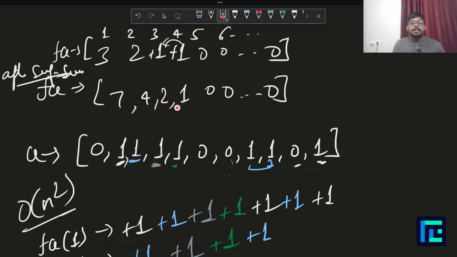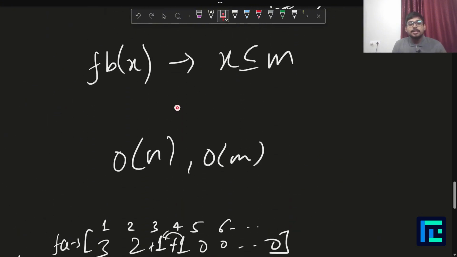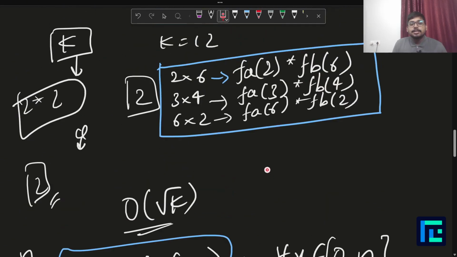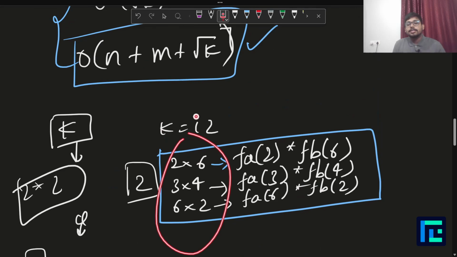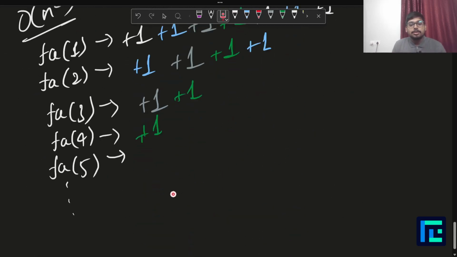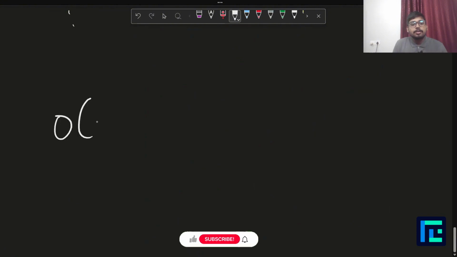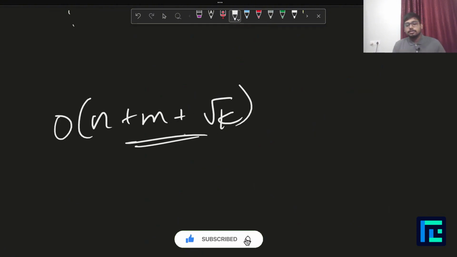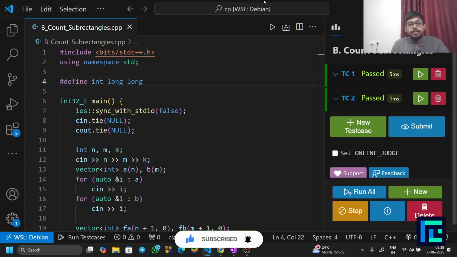So after applying this, through this method we can compute FAX and FBX in order of n and order of m time. After that, through the factorization method in order of root k time, we can compute our final answer. And once we have computed our final answer, our job is done. Overall time complexity would be order of n plus m plus root k. Okay, so let's move to the code part to understand how we are coding it.